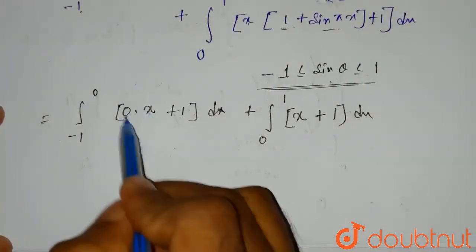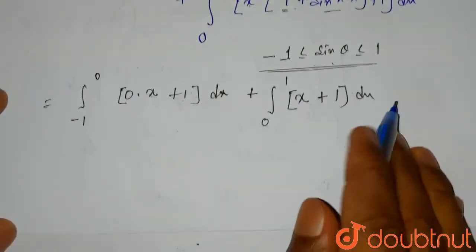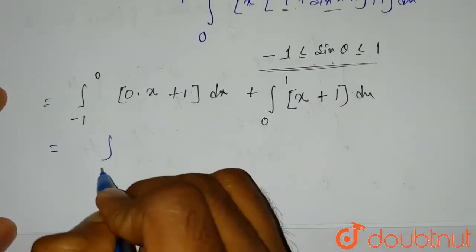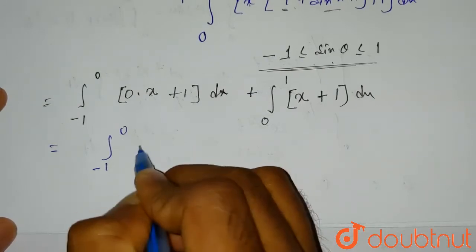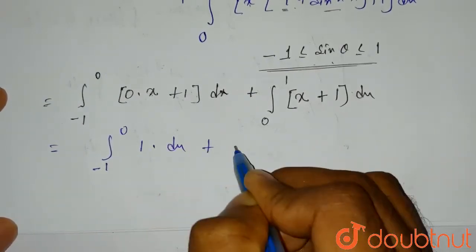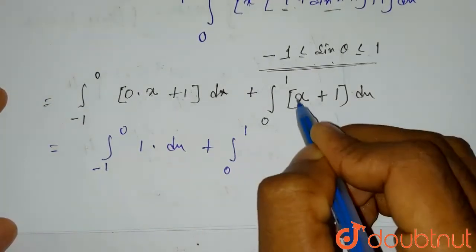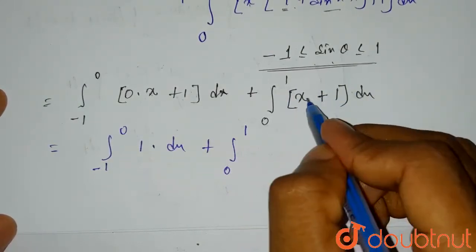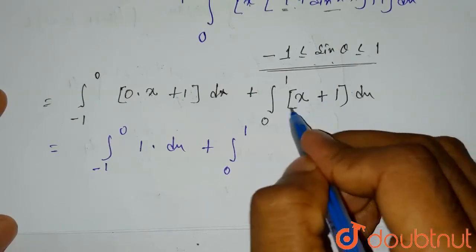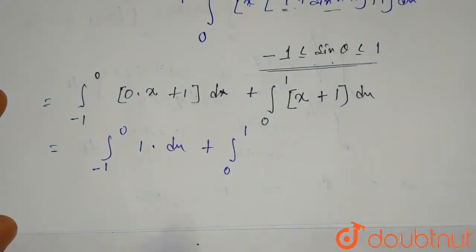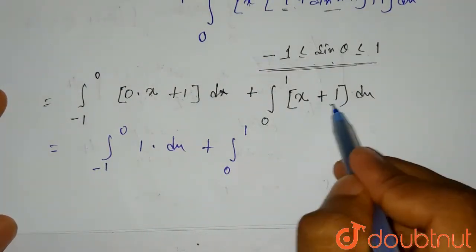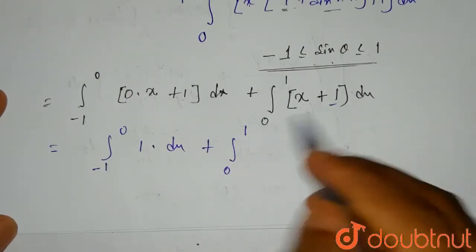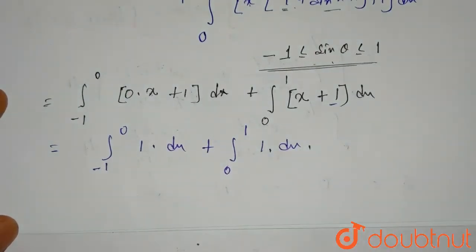So in this part the greatest integer will be 0 plus 1, that means ultimately we will have the integral from -1 to 0 of 1 dx, plus the integral from 0 to 1. If we put the values from 0 to 1, it will be 1 plus something, so again the greatest integer will be 1, because the value is less than 2. So it will be 1 dx. This was the last term.